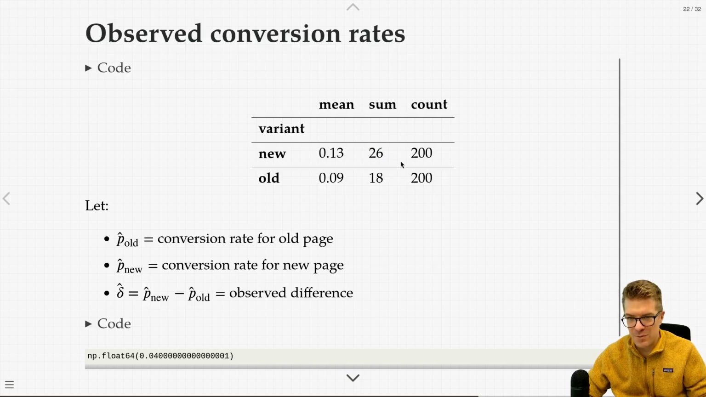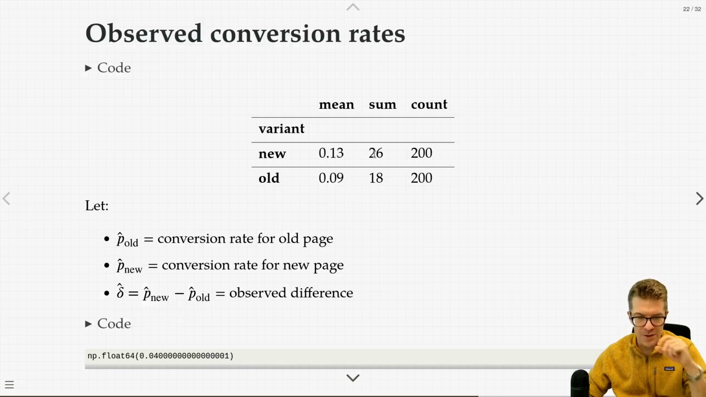But this is a relatively small sample potentially. Is the difference between 26 and 18 actually meaningful or not? We need to dig a little bit deeper to consider this problem.